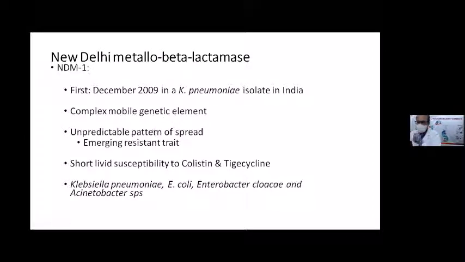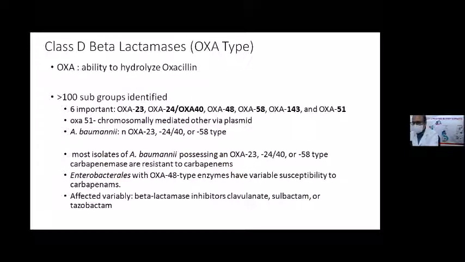And most importantly, the organisms carrying NDM also gain resistance to colistin and tigecycline very fast. Although they are initially susceptible, once they are positive for NDM, we know that in the near future they will develop resistance to tigecycline and colistin very fast. They are predominantly present in members of the Enterobacteriaceae family, including E. coli, Klebsiella, Enterobacter, and also in some Acinetobacter species. Now coming to the third category of carbapenemase, called class D beta-lactamase, which is also called OXA type.